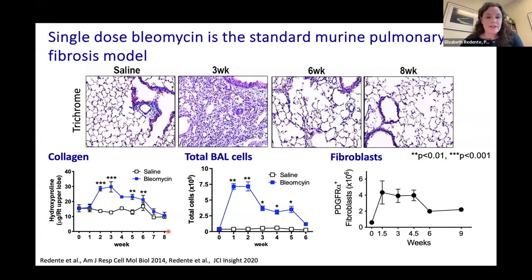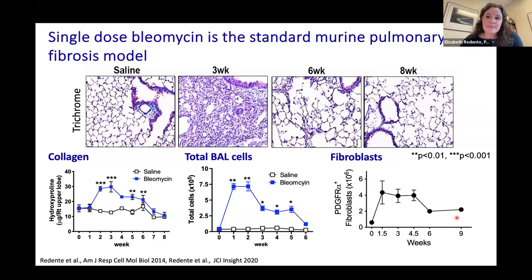We can see that, again, looking at our quantitative data, where we see a reduction of our collagen back to normal levels, a reduction in our total amount of inflammation measured by BAL, and a return of our fibroblast numbers to normal. And I don't want to be negative about this model because it really has given us so much information. We have learned so much about the fibrotic process, and it really represents the most cost-effective, the easiest, the fastest, and most reproducible model that is currently in the literature.